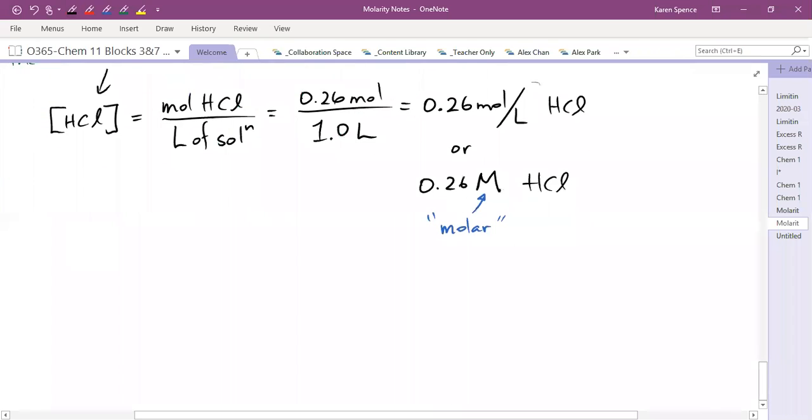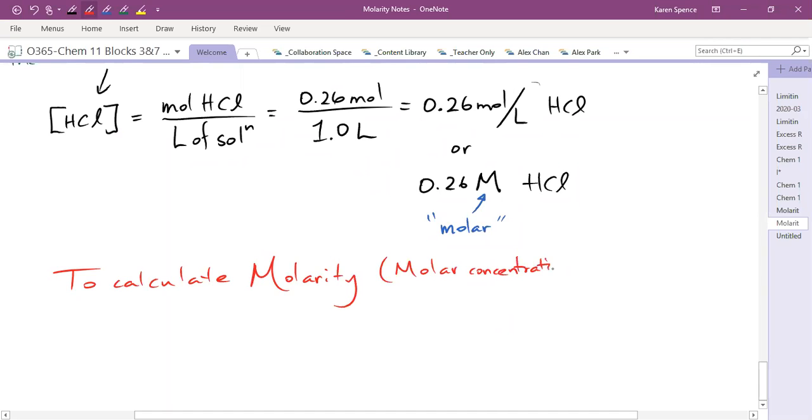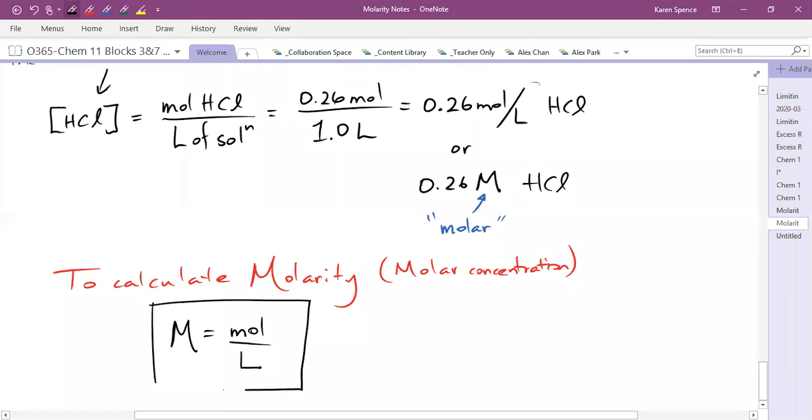All right, let us summarize that math. To calculate molarity, in other words, the molar concentration, we are going to use this formula: molarity is equal to moles divided by liters. So this is a division.